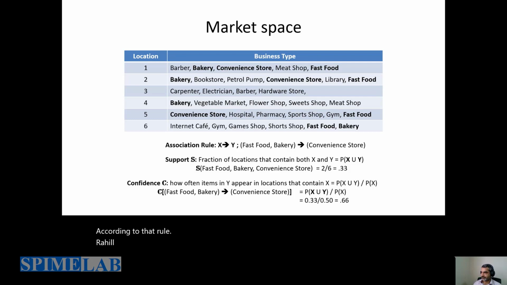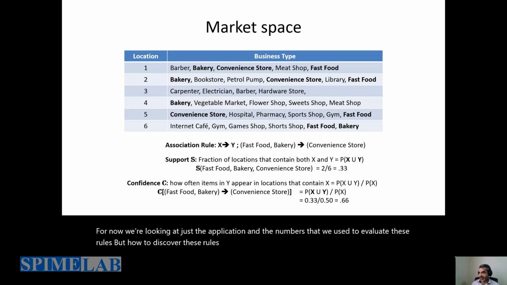Yes, Professor. So, my question is, is association rule mining an algorithm or just a logical technique? Well, for now, we are looking at just the application and the numbers that we use to evaluate these rules, but how to discover these rules from a large database, we need algorithms for that. We cannot do it manually.